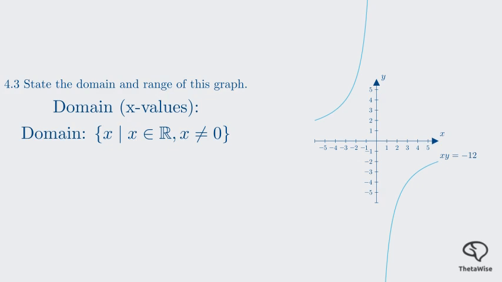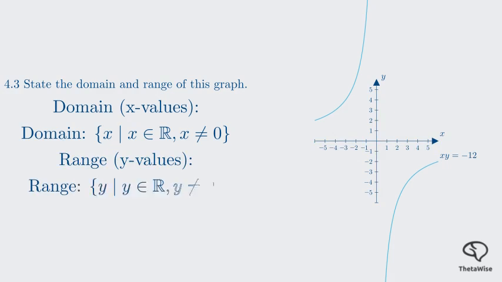Now let's determine the range, which is all possible y values. Similarly, the graph extends infinitely upwards and downwards, but it never crosses or touches the x-axis, which is the horizontal asymptote at y equals 0. The range is all real numbers except for y equals 0.